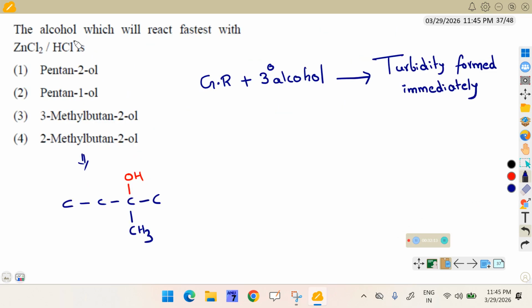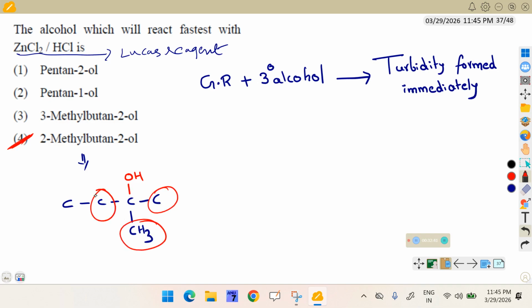The alcohol which will react fastest with ZnCl2 HCl, nothing but this is considered as Lucas reagent. 3-degree alcohol reacts fastest with Lucas reagent. Identify that 3-degree alcohol. Yes, this is 3-degree alcohol because the OH group attached carbon is directly attached to 3 other carbon atoms. So this is considered as a 3-degree alcohol.